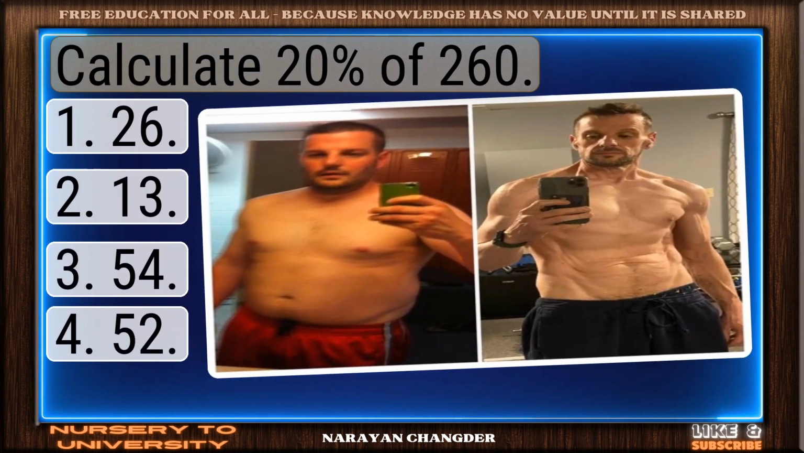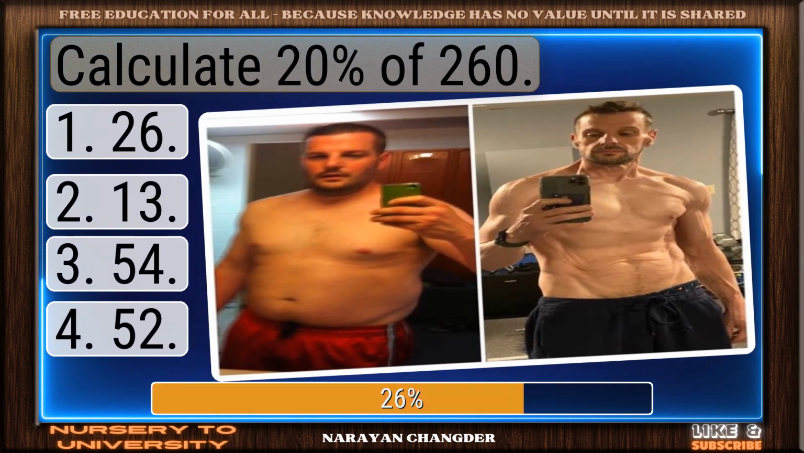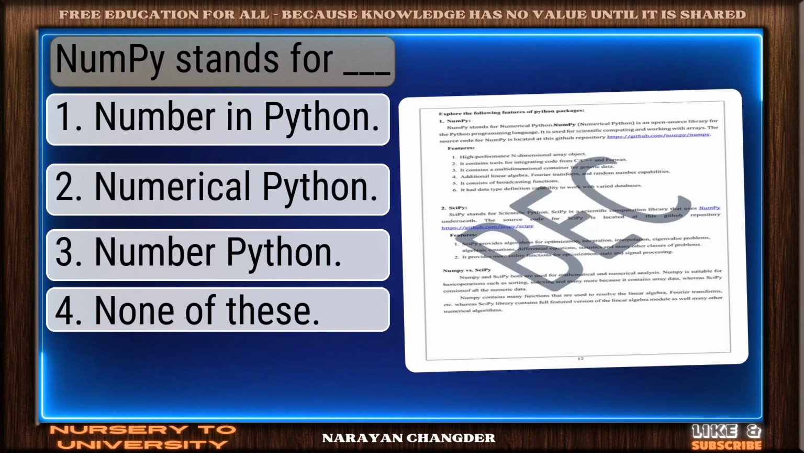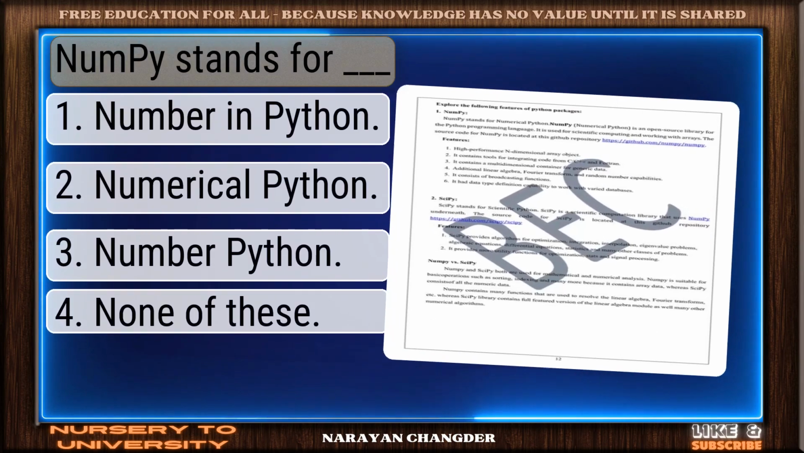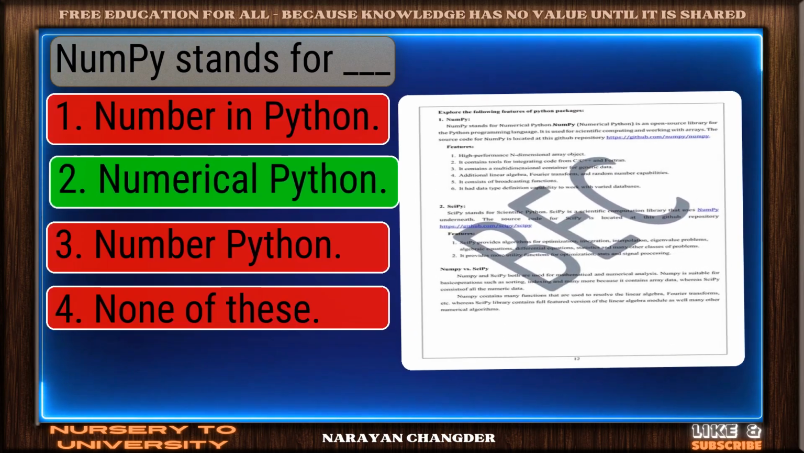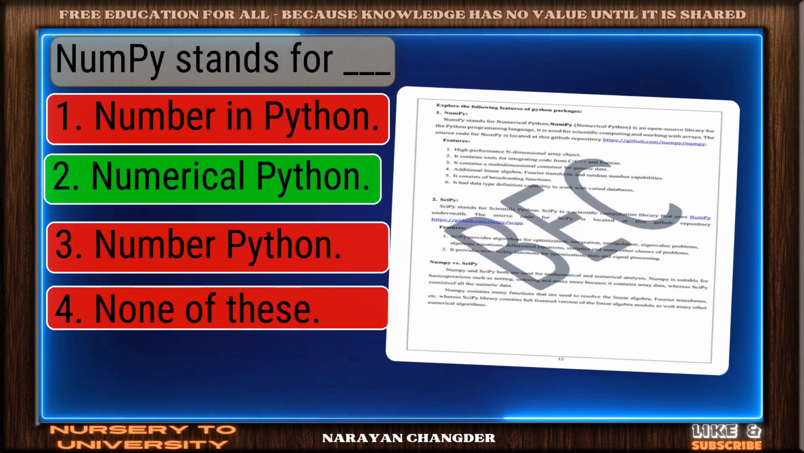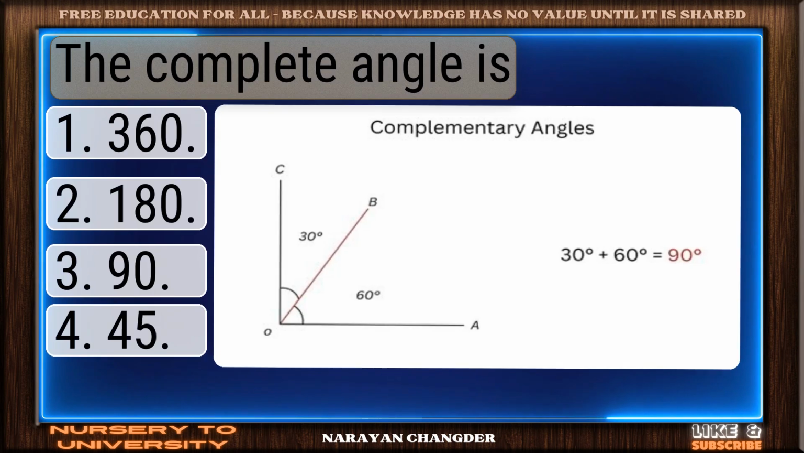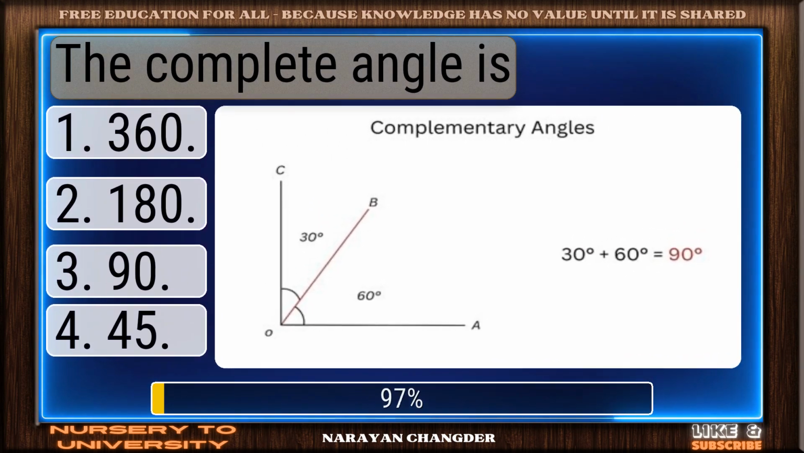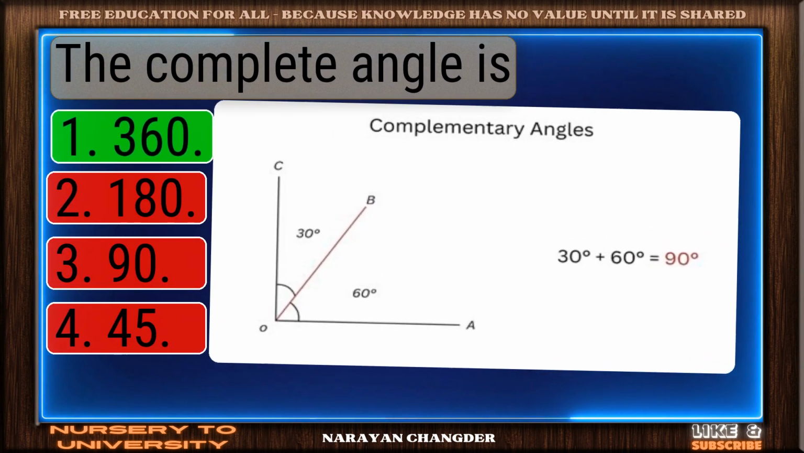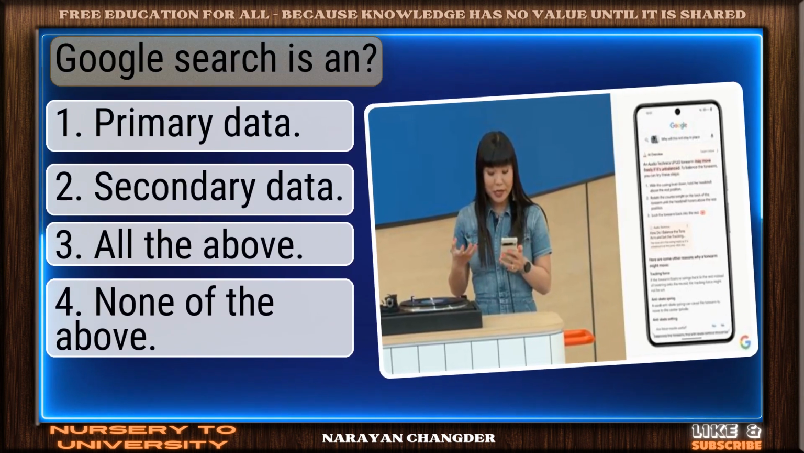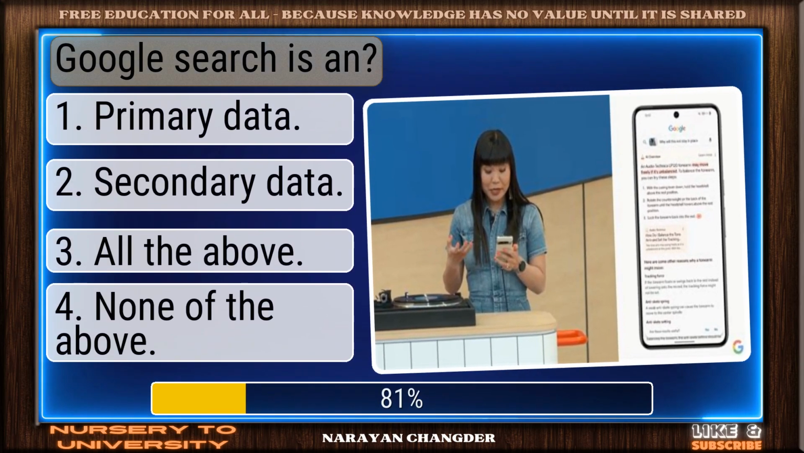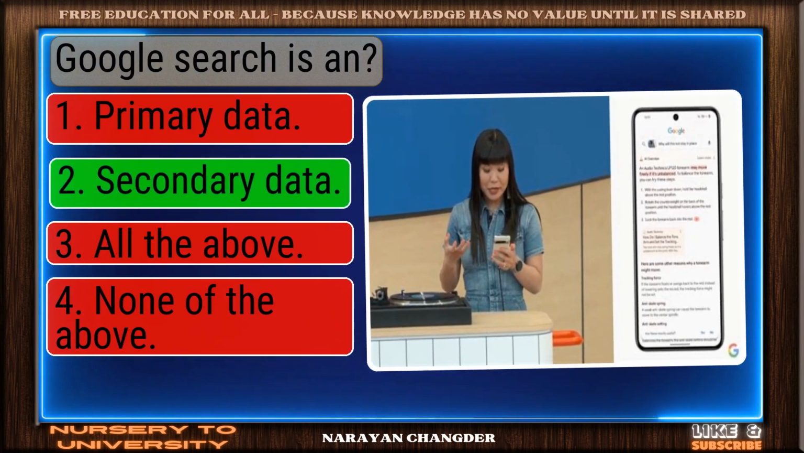Question number 284. Calculate 20% of 260. Excellent choice. 52 is the right answer. Question number 285. NumPy stands for dash. Smart move. Numerical Python is an accurate answer. Question number 286. The complete angle is? Strong choice. 360 is the right answer. Question number 287. Google search is an? Valid point. Secondary data is true.